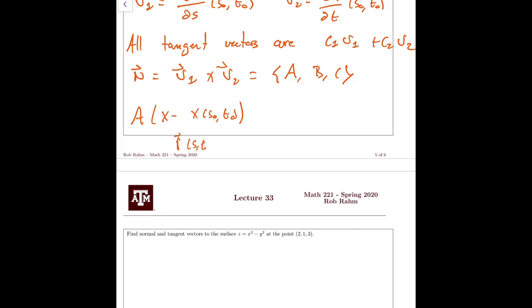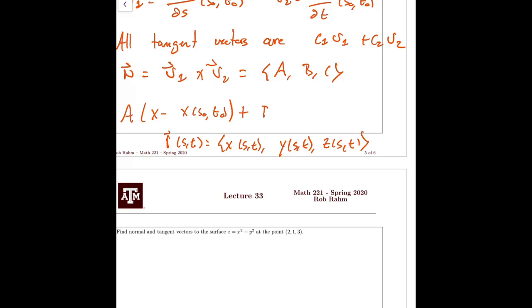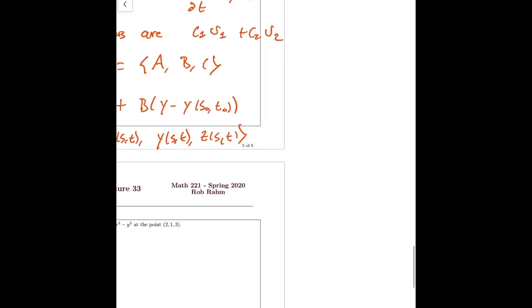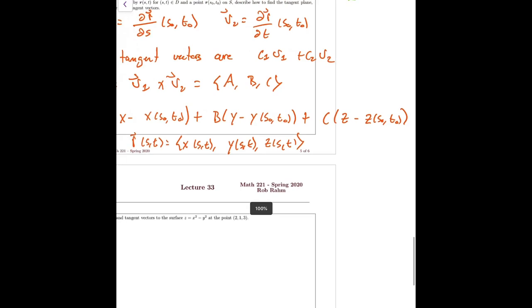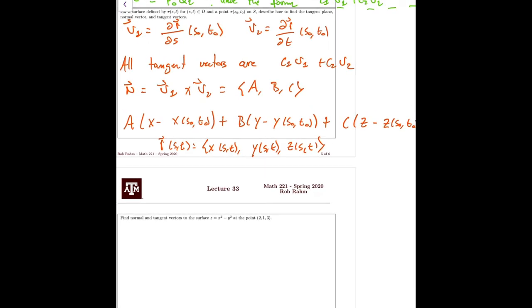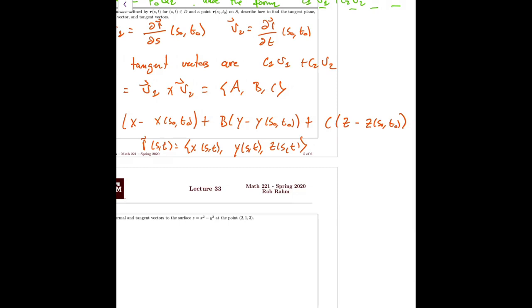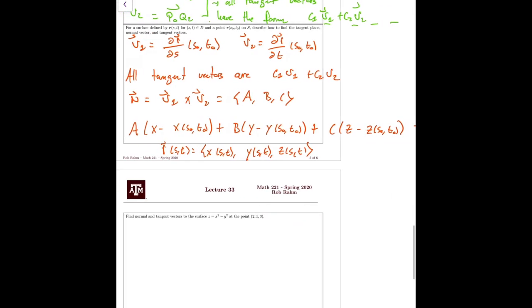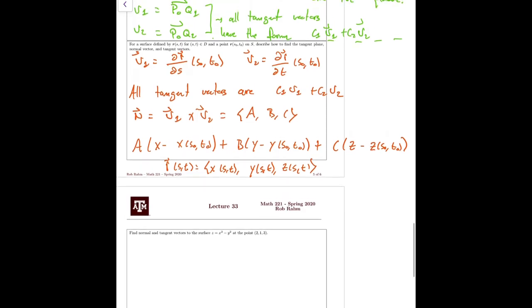So what I'm saying is R of S, T is equal to X of S, T, Y of S, T, Z of S, T, plus B times Y minus Y of S0, T0, plus C times Z minus Z of S0, T0, is equal to zero. And again, this is just the standard equation for a plane. We know the point X of S naught, T naught, Y of S naught, T naught, Z of S naught, T naught lies on the plane, and a normal vector is A, B, C. This is just the standard equation for a plane given those two pieces of information.